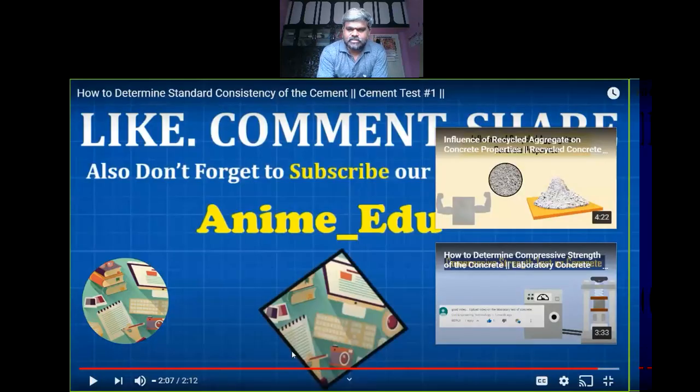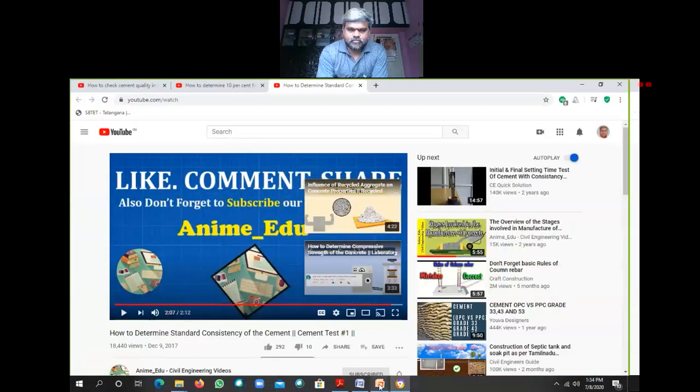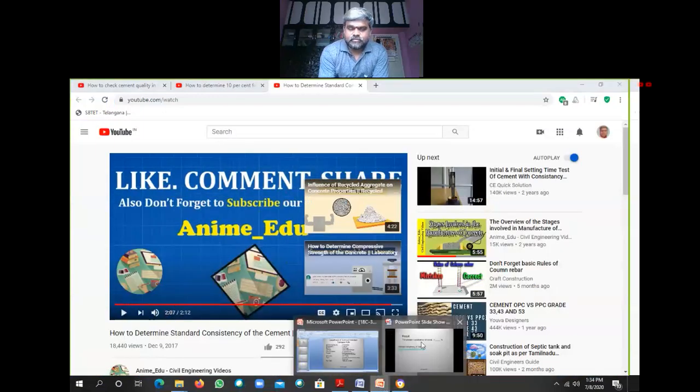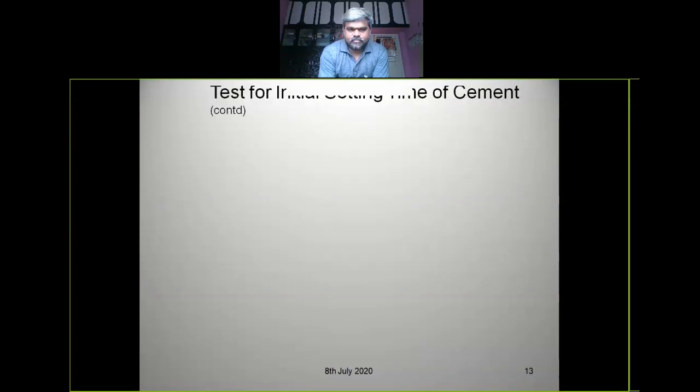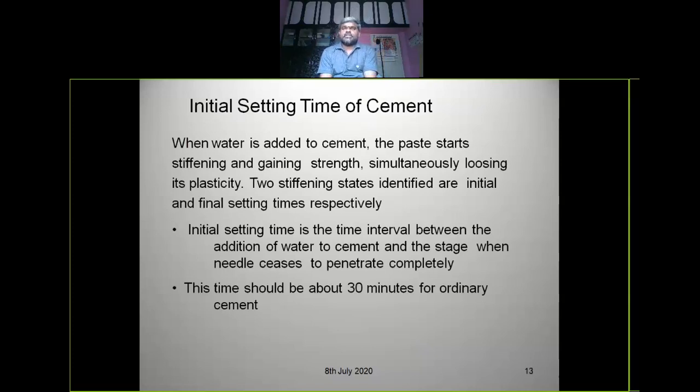Yeah, this is the normal consistency of cement. Next is the initial setting and the final setting time. This is very important. Last class we studied that if the calcium content is more, there is an early initial setting time and final setting time. So we are adding gypsum to the cement. If your gypsum content is more, there will be a delay in setting also.